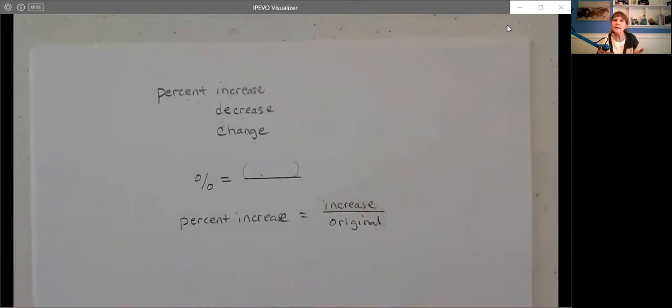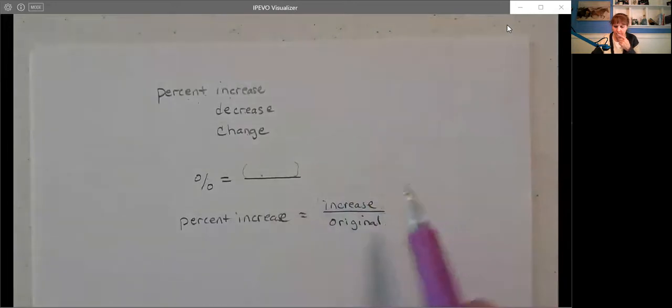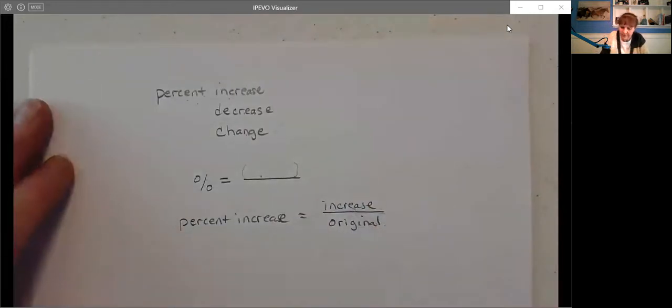Now, how do you find an increase? How do you find out? Well, if you increased from 7 to 10, how much is that increase? Well, we know to subtract to find the increase. And we're going to subtract to find how much of a decrease. And you can subtract to find how much of a change. So here, in order to find that numerator, we're going to be subtracting some values.